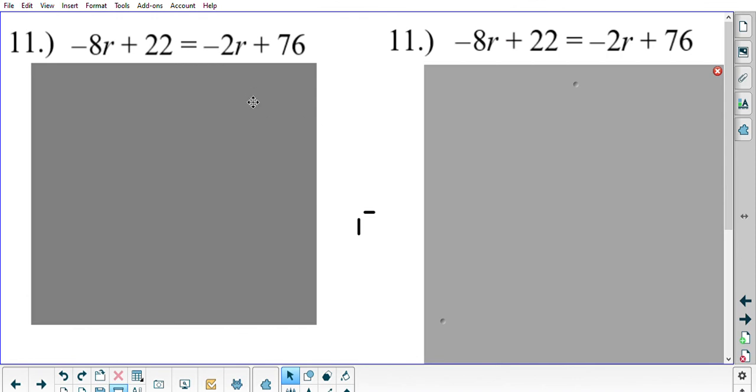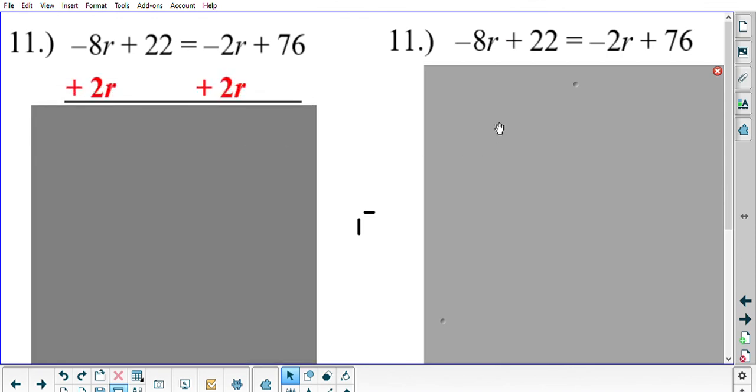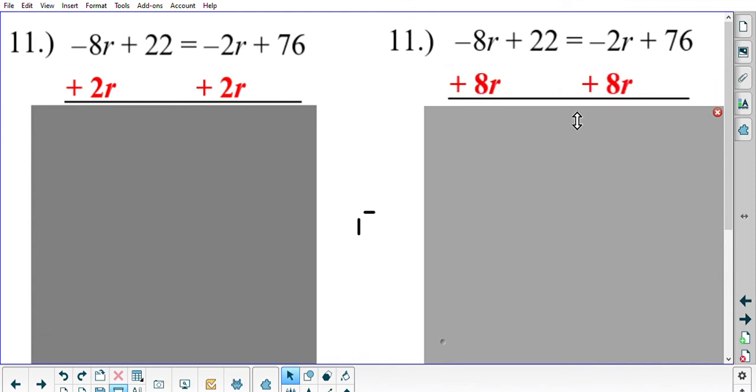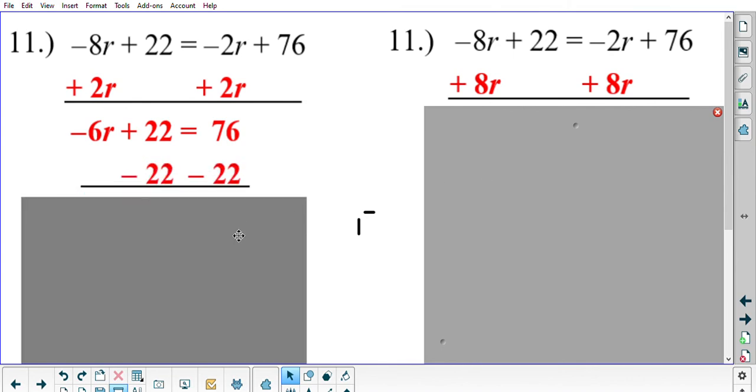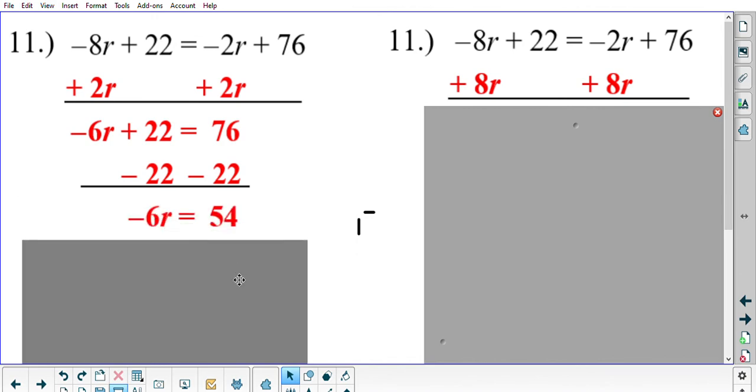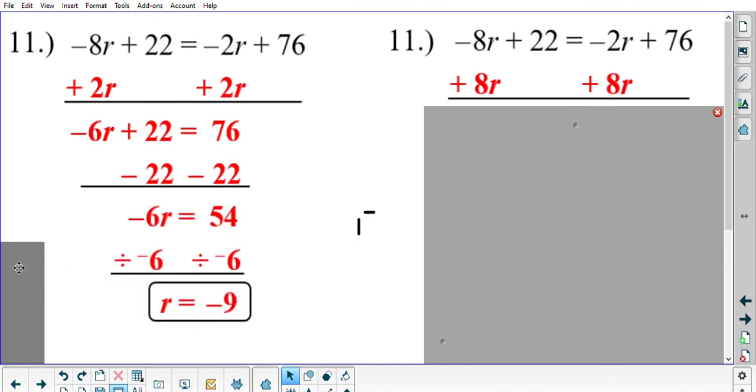Problem 11. You could add 2r on both sides, because that's the opposite of negative 2r. Or you could add positive 8r on both sides, because that's the opposite of negative 8r. If you add 2r, you're going to get a negative 6r on the left. Maybe you don't like negatives. Maybe that's not the best way. But if you did it that way, then you'll subtract 22. That'll give you 54. Then you will divide by negative 6, which gives you the final answer of negative 9.